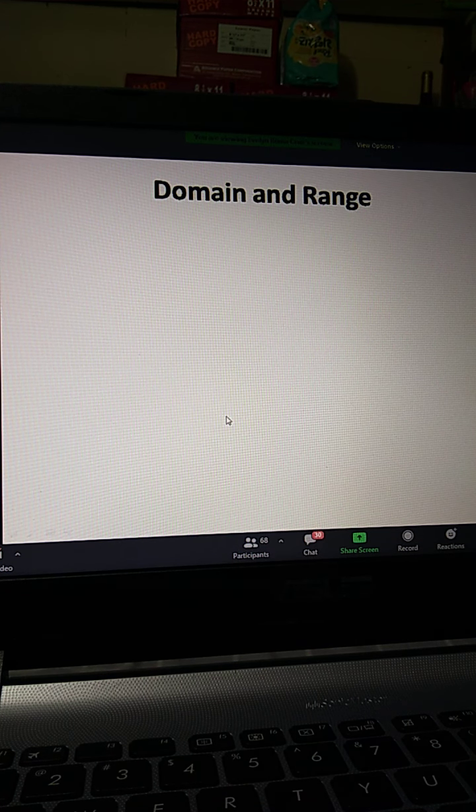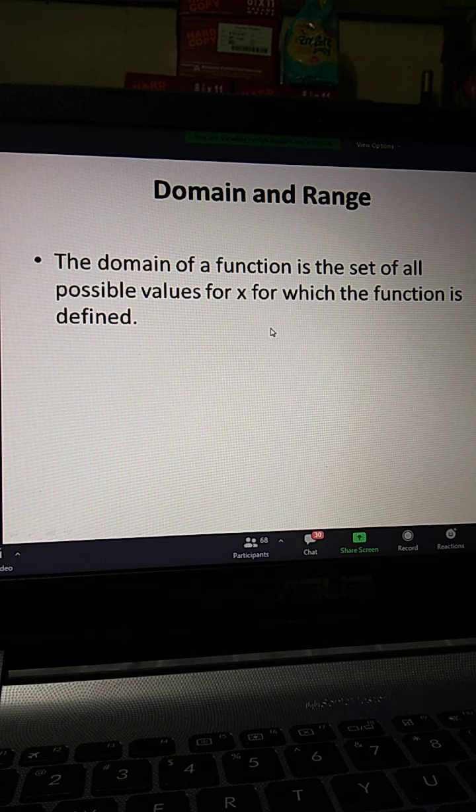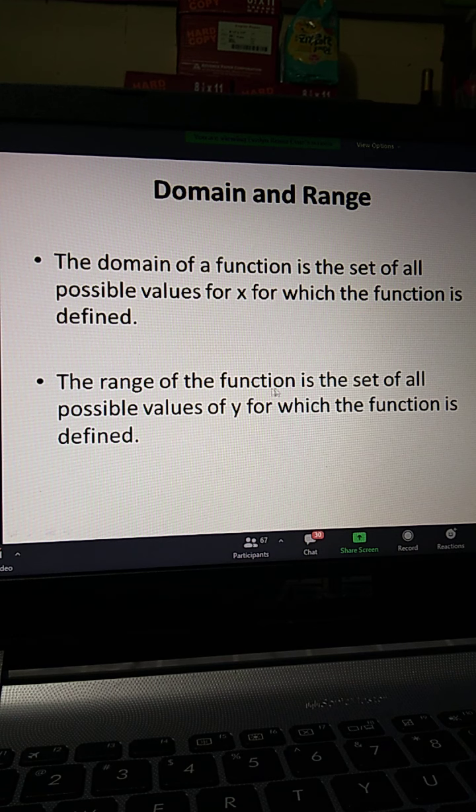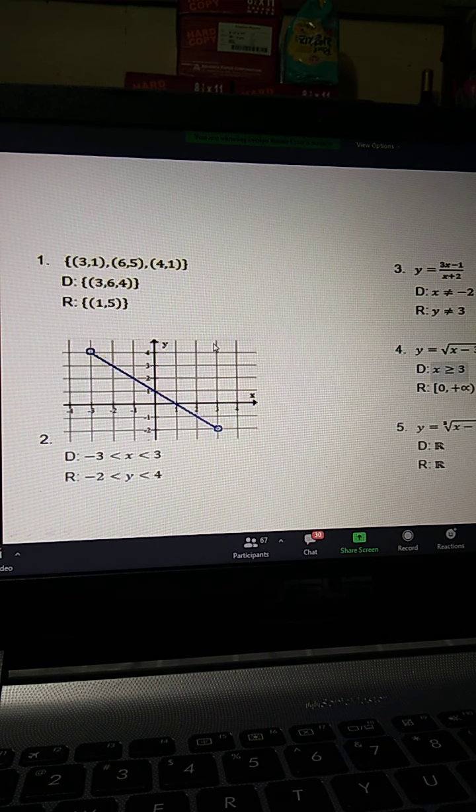Next, in the functions, we will never forget the domain and the range. So the domain of a function is the set of all possible values for x for which the function is defined. The range of the function is the set of all possible values of y for which the function is defined. So I have 5 different examples.